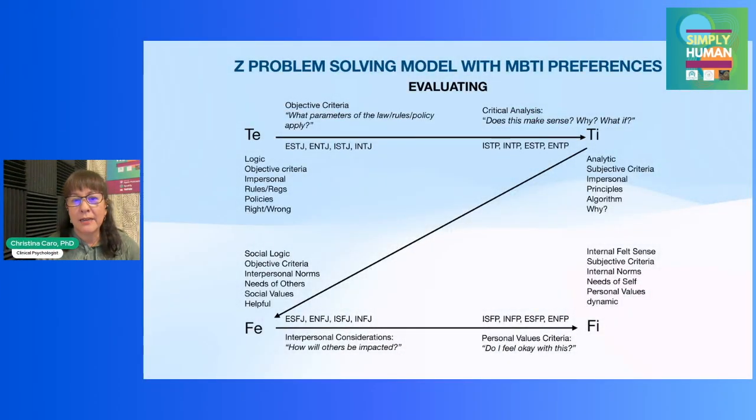So once again, if you are listening on the podcast, we have a picture of basically the letter Z. And then in each corner, we have a label for each of the thinking or feeling functions. So in the top left corner, we have the extroverted thinking. The top right corner is the introverted thinking. Come down the diagonal of the Z to the bottom left corner, and you have extroverted feeling. And then go over to the bottom right corner, and you have introverted feeling.